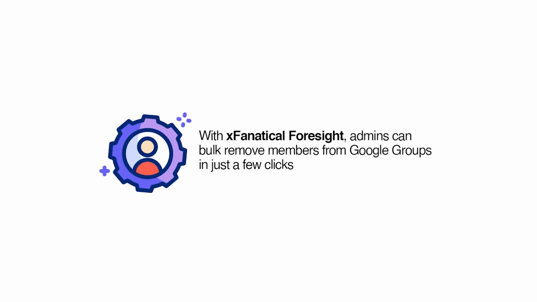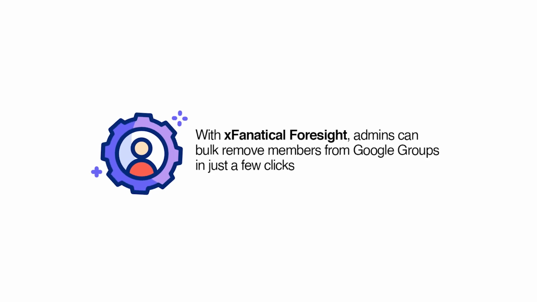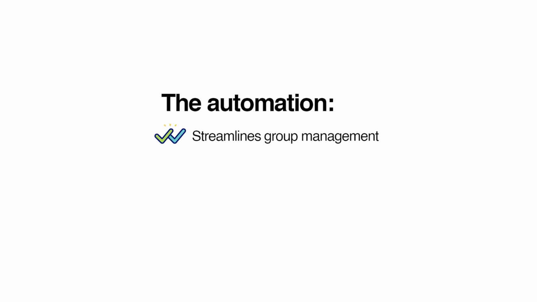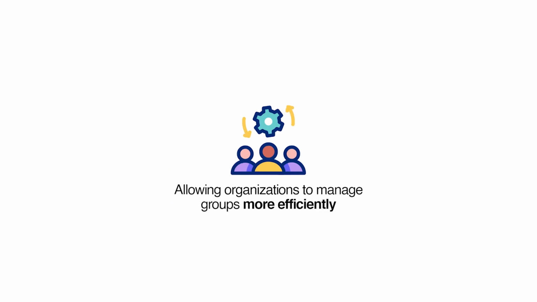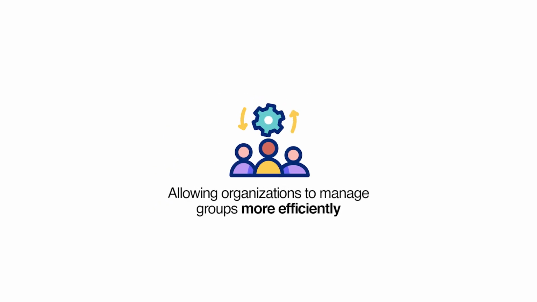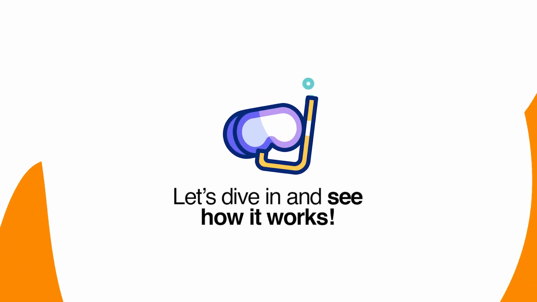With xFanatical Foresight, admins can bulk remove members from Google Groups in just a few clicks. The automation streamlines group management, eliminates repetitive manual work, reduces errors and saves time, allowing organizations to manage groups more efficiently. Let's dive in and see how it works.